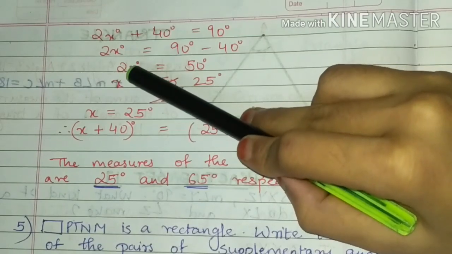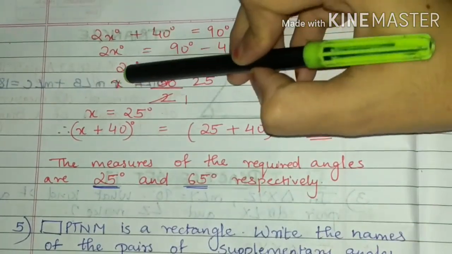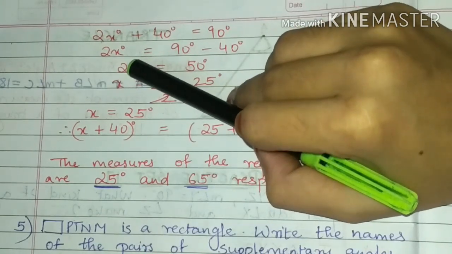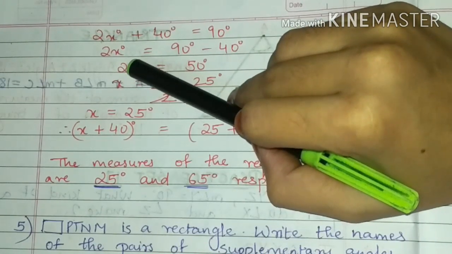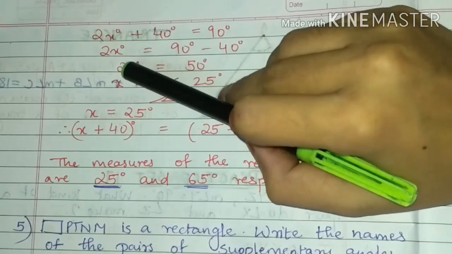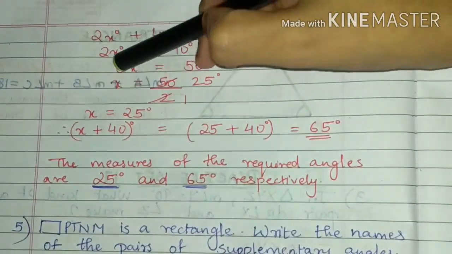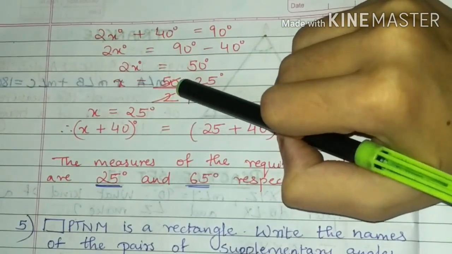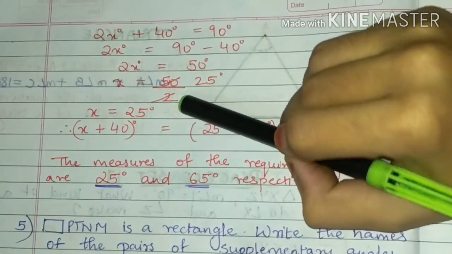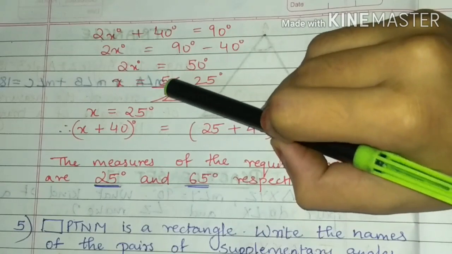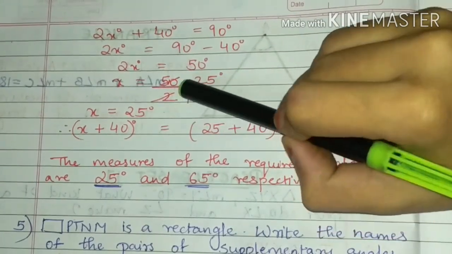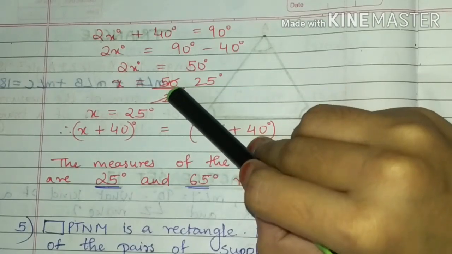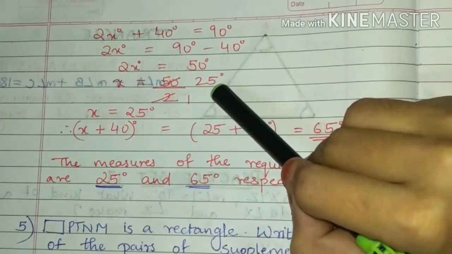As there is a multiplication sign between these two, 2 into x. If only 2 was there, it would become minus, but here the multiplication sign is there, as in 2x degree. So 2 going to the other side of the equal sign becomes divide. So 250 divided by 2. 2 ones are 2, 2 twos are 4, 1 remains, then 2 fives are 10, 25 degree.